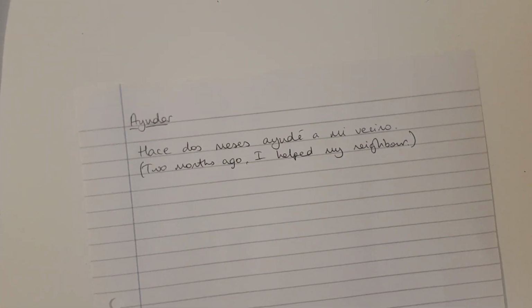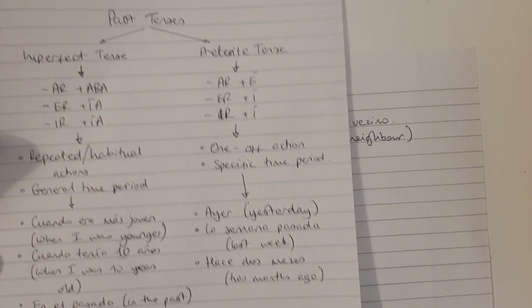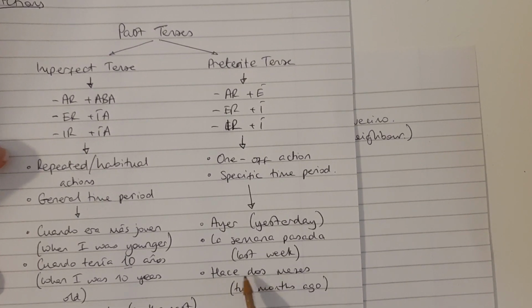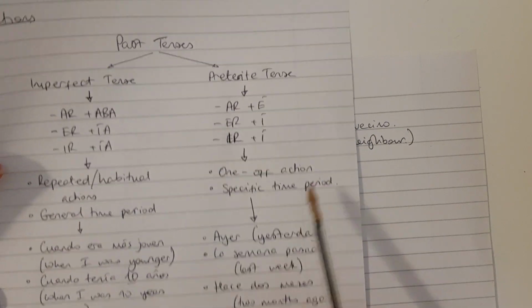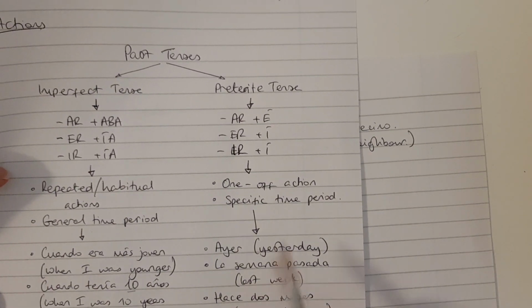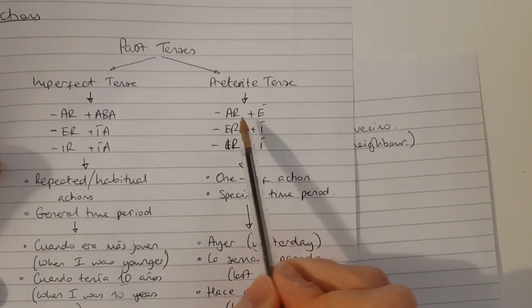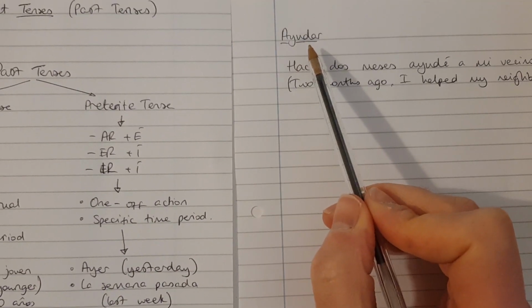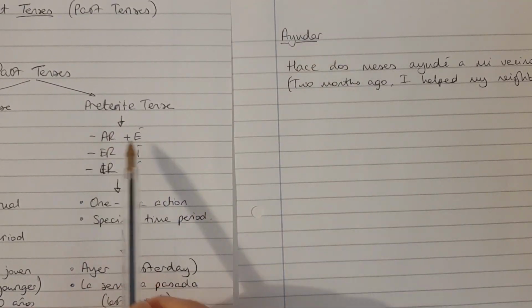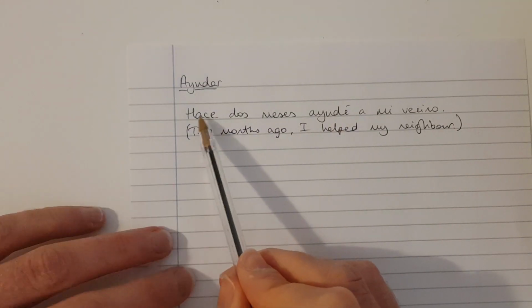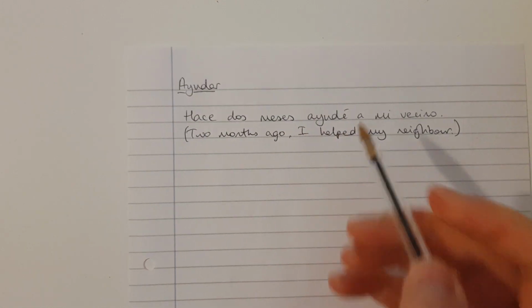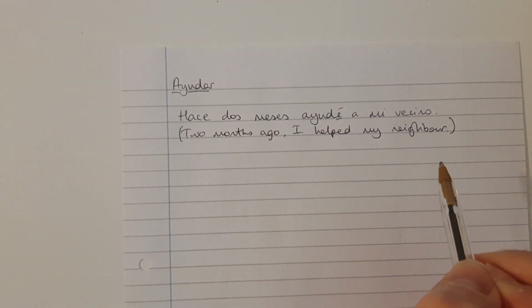So as we said before, and if we go back to the original sheet that we have here, hace 2 meses would be an example of a specific time phrase or a specific time period. So when we have a specific time period, we know exactly when something happened, we use the preterite tense. So the verb that we're using is ayudar, and as you can see, ayudar is an AR verb. So in the preterite tense, AR verbs change to E with an accent. So because we've got a specific time phrase, hace 2 meses, 2 months ago, we use ayudé, I helped, as in this case, I helped my neighbour.